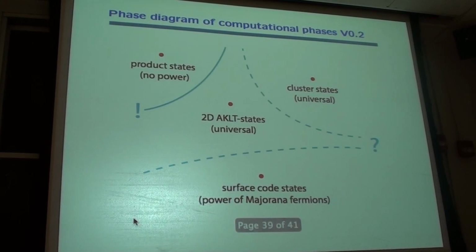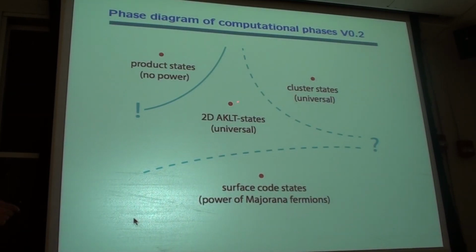If I go back to this phase diagram, there you are. Doesn't it just say there's another point in the same phase, in the universal phase? Yes, but the question is, is there a line between here and here?